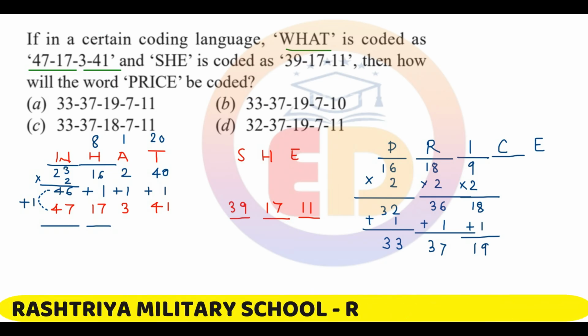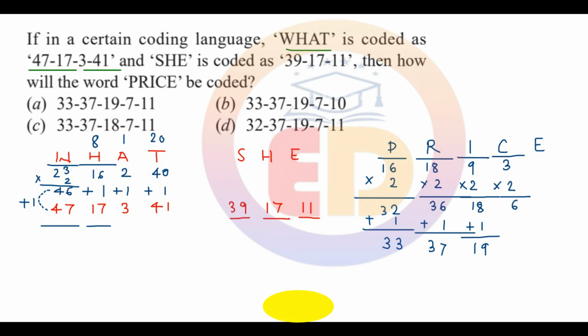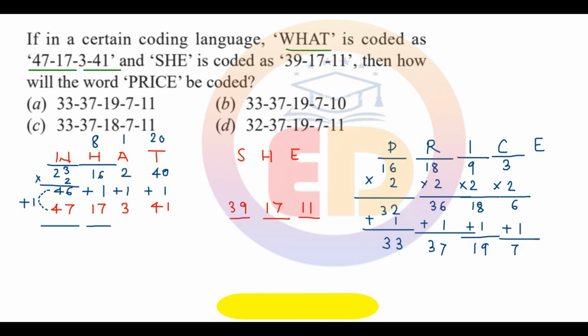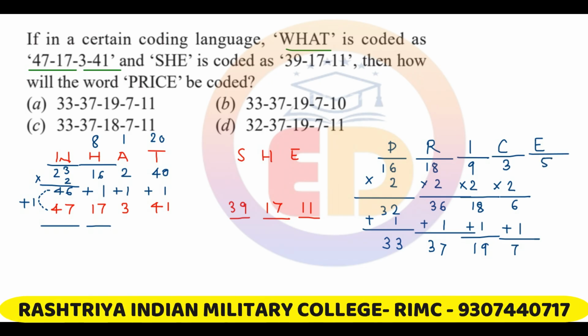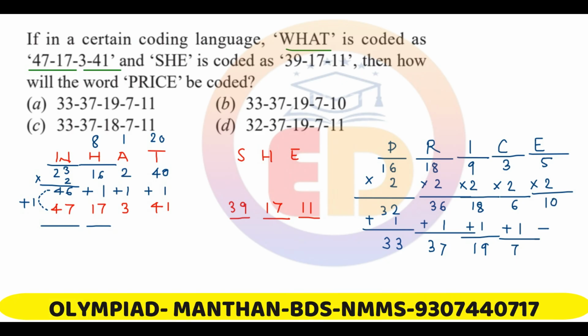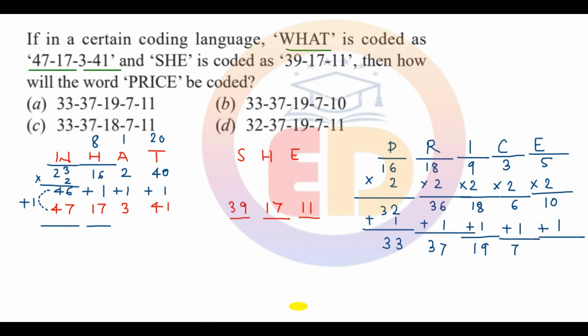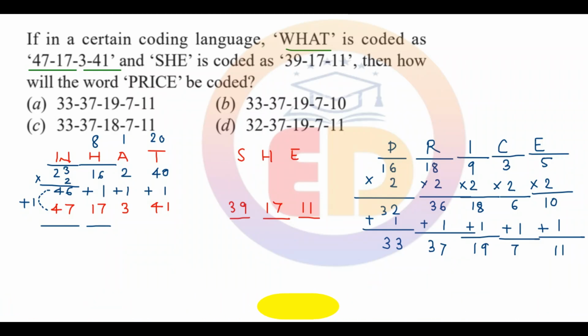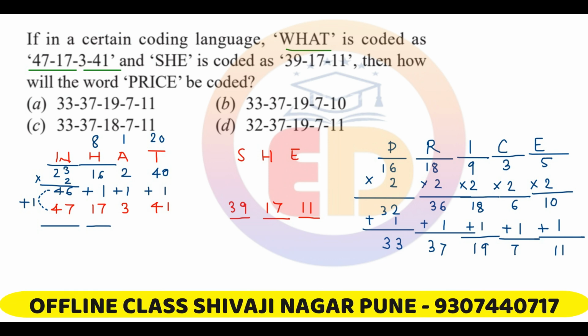C is 3 into 2 is 6, plus 1 is 7. E is 5 into 2 is 10, plus 1 is 11. 33, 37, 19, 7 and 11. Answer is option number A.